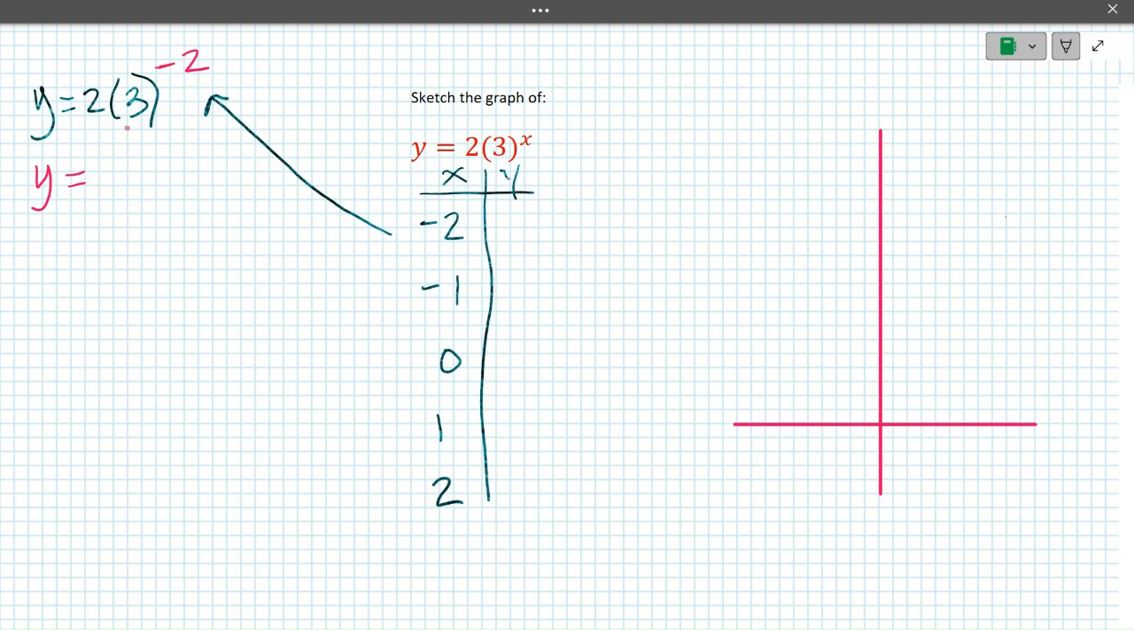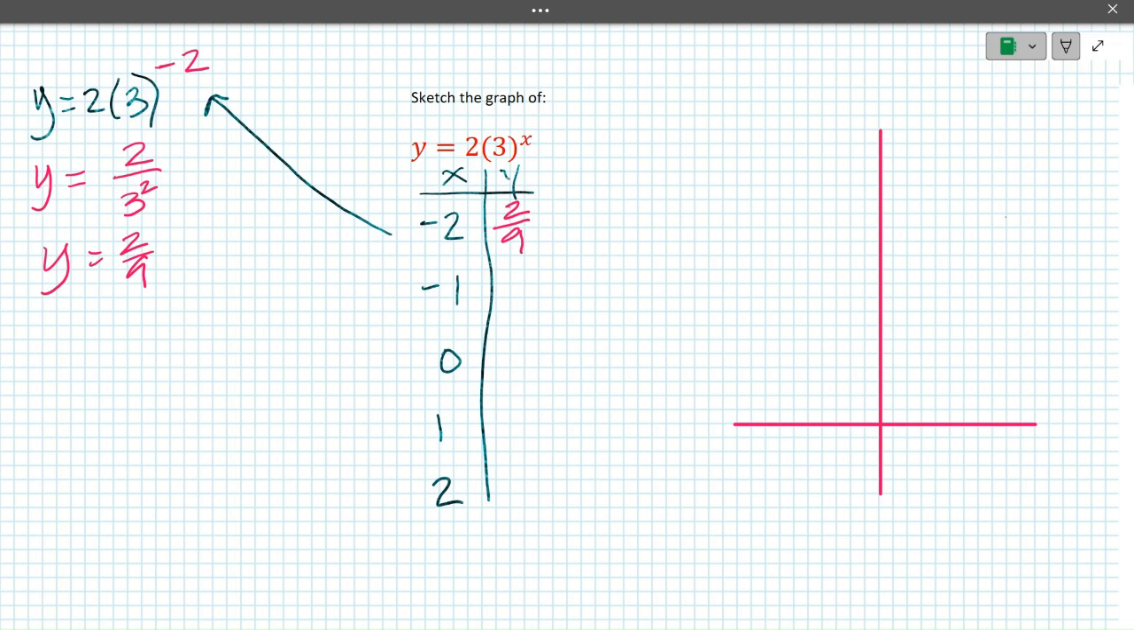So applying our exponent rules, we know that if we want 3 to the power of -2 to have a positive exponent, we drop it to the denominator, and we end up with 2 divided by 3 squared, which simplifies to 2/9. So when x is -2, y is 2/9.